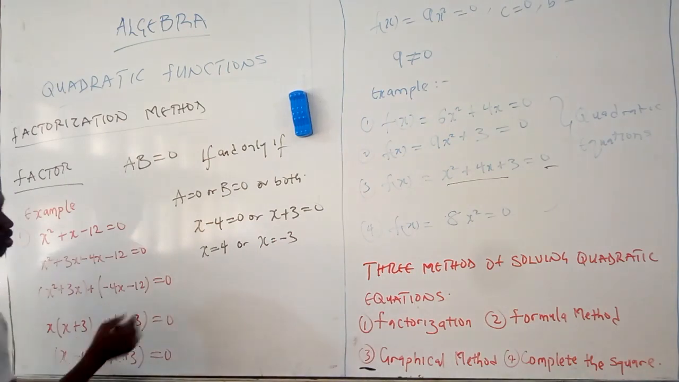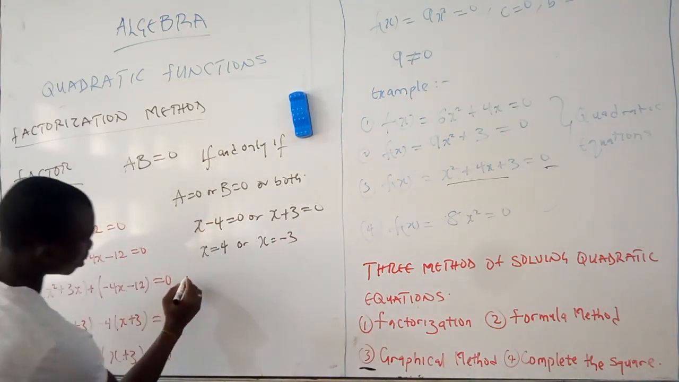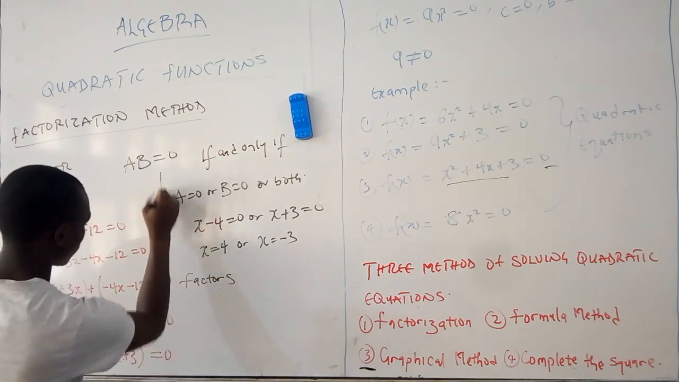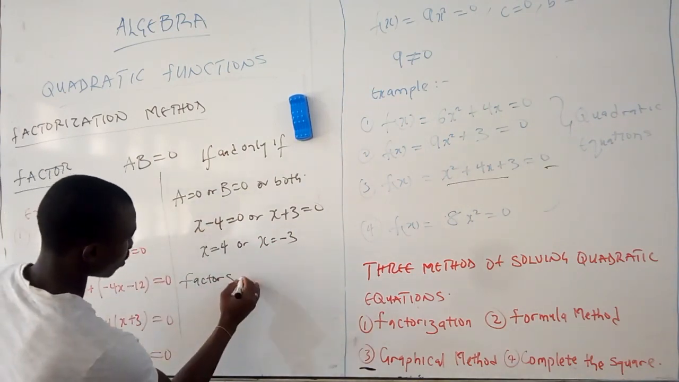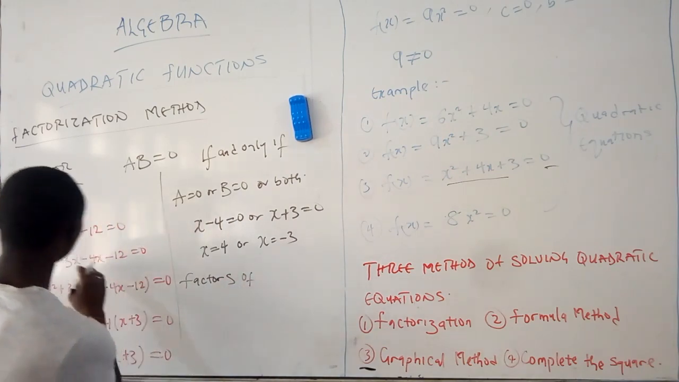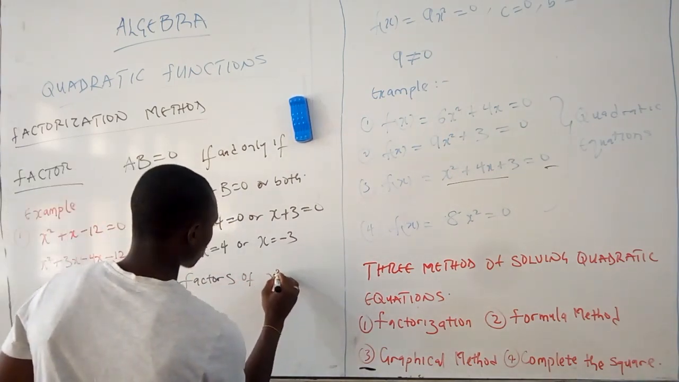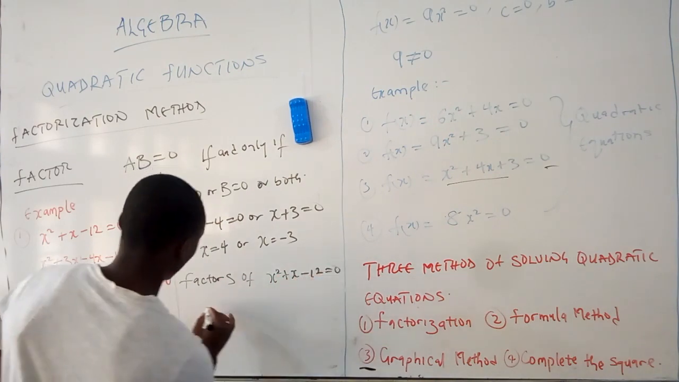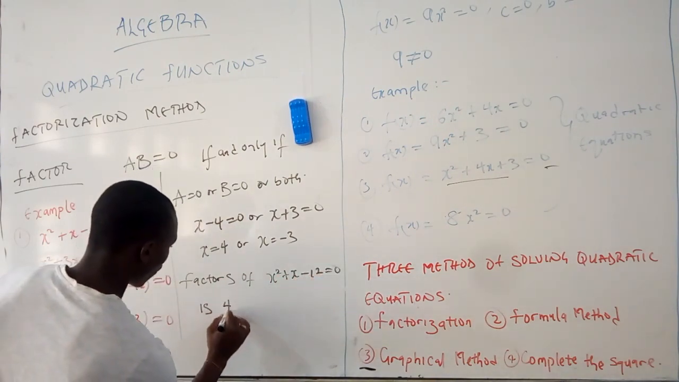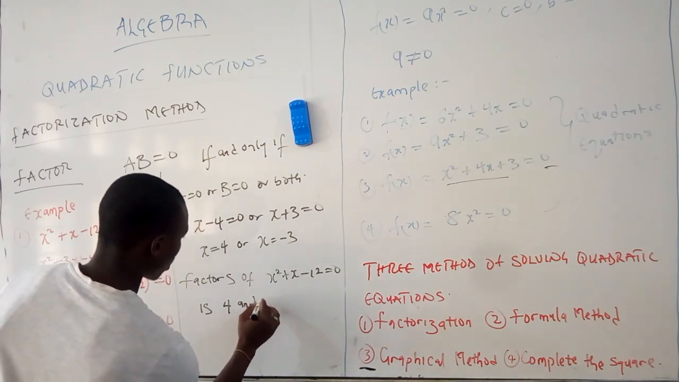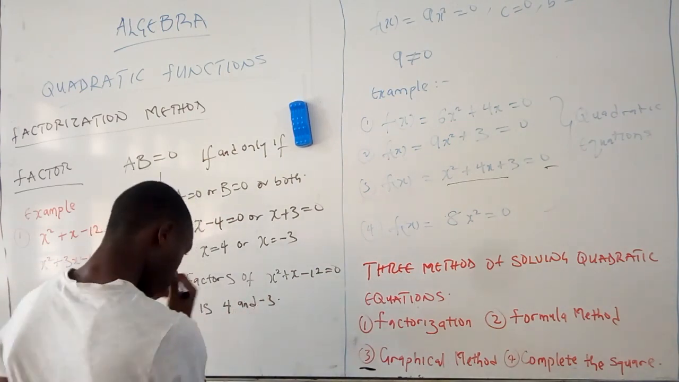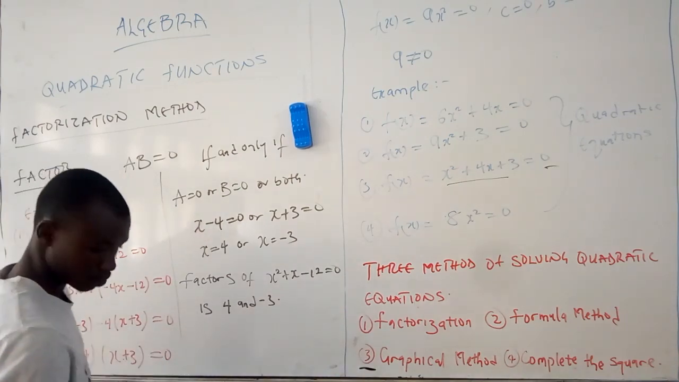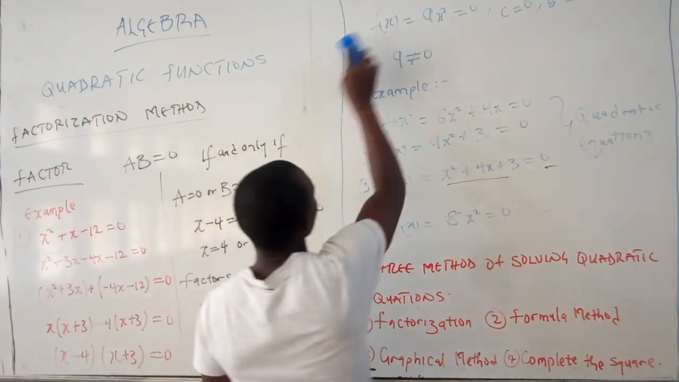So using factorization, the solutions of this equation that we are given, x squared plus x minus 12 is equal to 0, are 4 and minus 3. So these are the solutions of this equation using the factorization method.